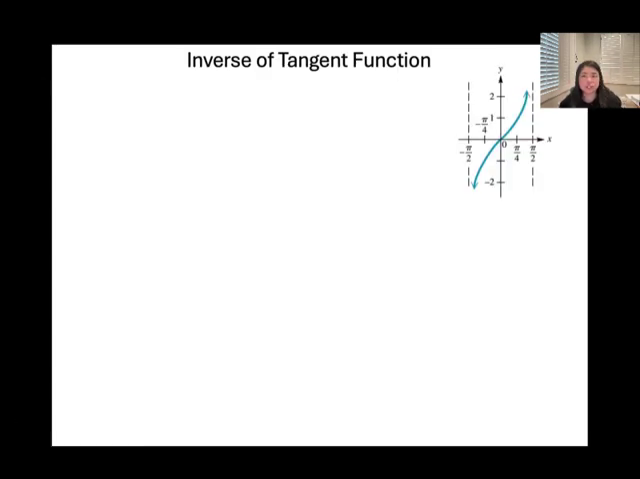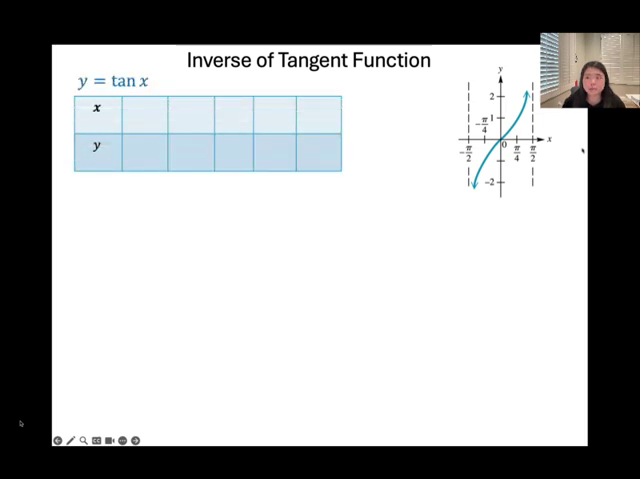Okay, inverse of the tangent function. If you remember the tangent function, it's going to look like this, and we do have the vertical asymptotes. And then it's going to repeat from here and like that. So we're going to restrict the domain from negative pi over 2 to pi over 2. One more time, based on this graph, write down the values here.